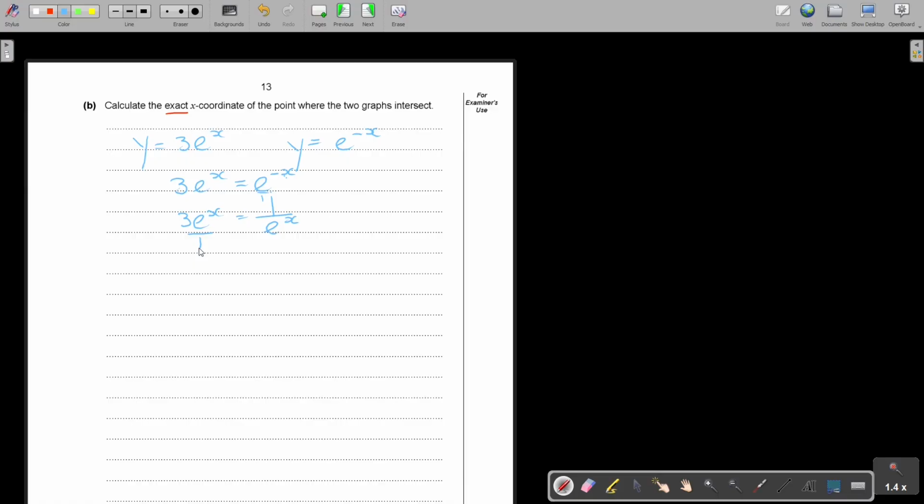So you can basically say 3 e to the power x times e to the power x is equal to 1. Now don't forget that if the bases are the same, you add the exponents. So it's 3 e to the power 2x, and that's equal to 1. And then I divide by 3. So e to the power of 2x is equal to a third.